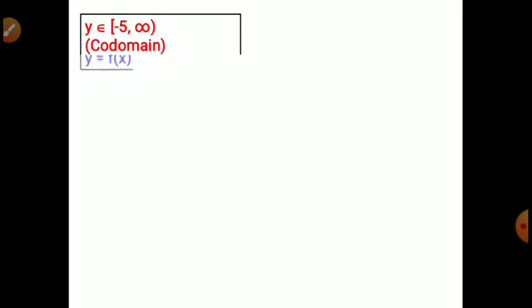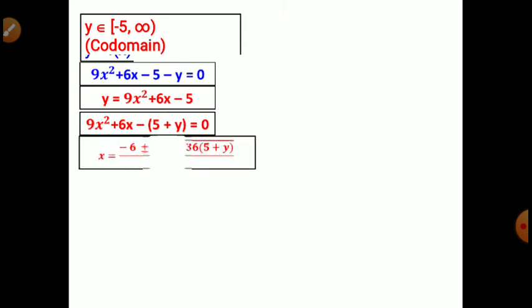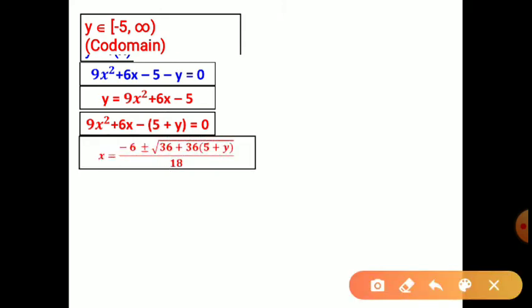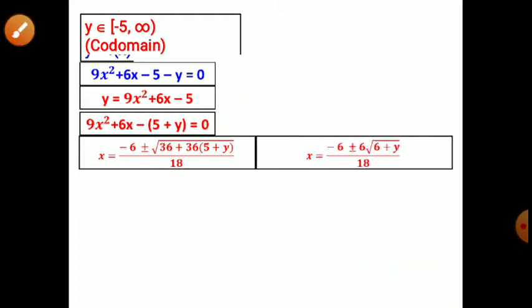So y belonging to the codomain should be taken, y is equal to f of x. So from this you need to take the y value and find out the x value. On simplification, apply the quadratic equation formula: minus b plus or minus under root of b square minus 4ac by 2a, where a is equal to 9, b is equal to 6, c is equal to minus of 5 minus y.